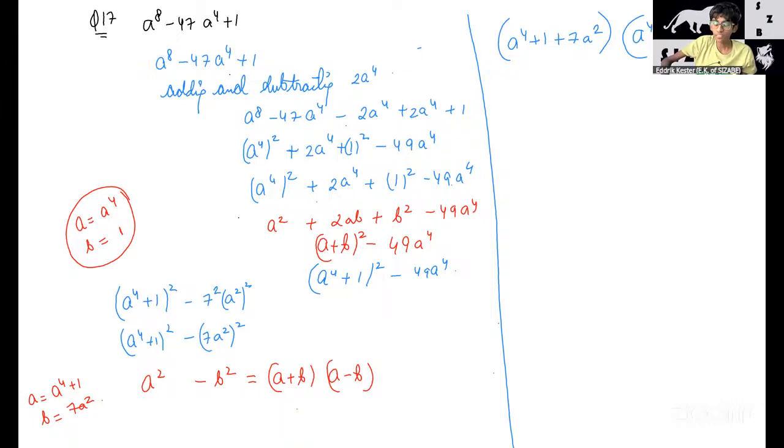So 49a to the power 4 should be 7a whole square. 7a square whole square, because a to the power 4 becomes 2 into 2, no? So 7a square, then whole square, like that. Then sir, why did you write 7, 8 over there? 7, 8? Where? Oh, it's not 8, it's 2.